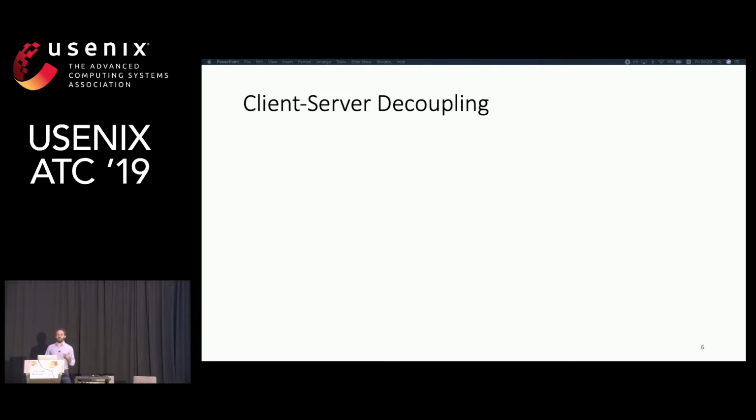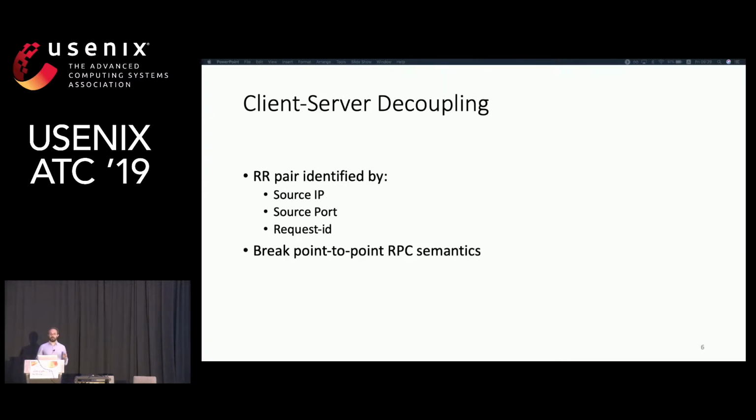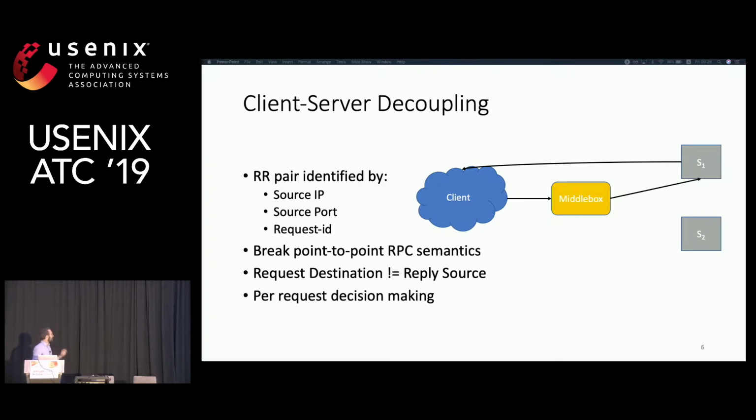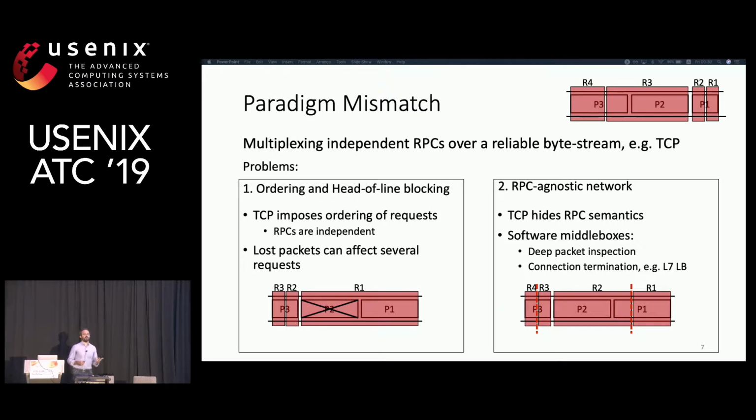In R2P2, each request and response pair is only identified by the source port and IP and a request ID set by the client. By doing that, we can break the traditional point-to-point RPC semantics. Since the request destination can be different than the reply source, clients can receive replies from servers that are different than the ones they initially sent the request to. Also, this allows us to make per request decisions regarding placement and scheduling. So by exposing these independent request and response pairs, R2P2 deals with the problem of ordering and head-of-line blocking.